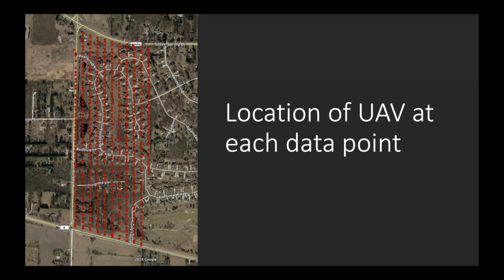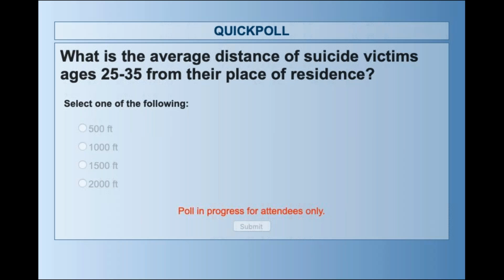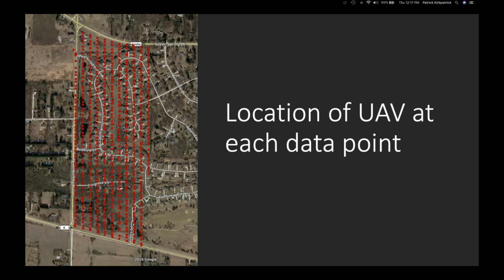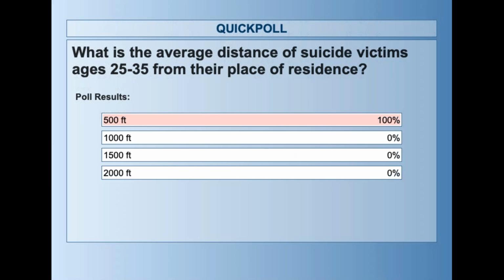So touching on that, this is an example of the location of the images that I captured as I flew my drone. Before I go into the next slide, there's a couple more questions I just wanted to ask as well. So this information is very interesting. What is the average distance of suicide victims ages 25 to 35 from their place of residence? Give everyone some time to answer that one. And I'm going to ask Gene to weigh in on this one. So I'm going to close that and share the results. Gene, do you want to share the answer with everyone?